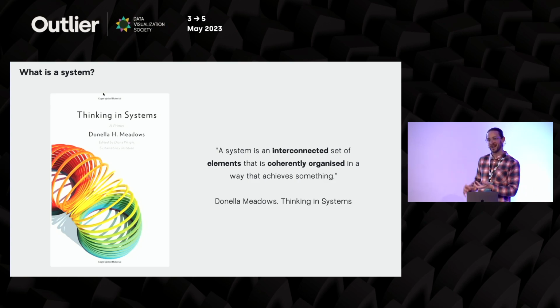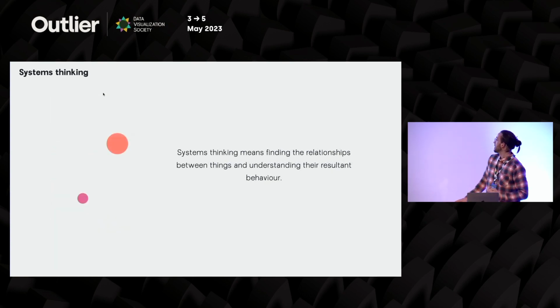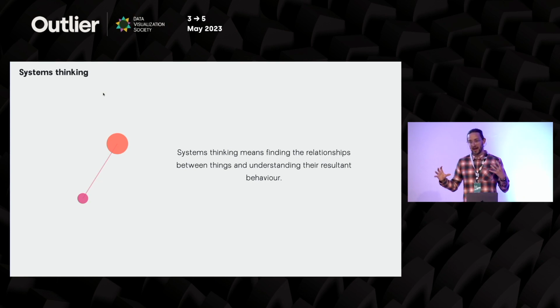Things might be sitting on top of other things, but they're not organized in a way that's actually achieving something. So that's an example of what isn't a system. And we see real systems all around us in nature. We see ecosystems, but we can also think about mapping out organizations and things like that. And by extension, systems thinking means finding the relationships between those things and then understanding the resultant behavior after this.